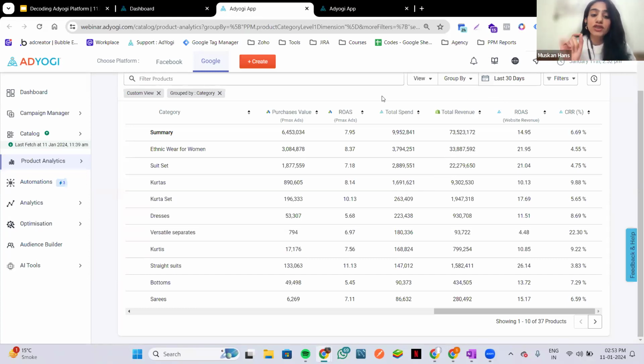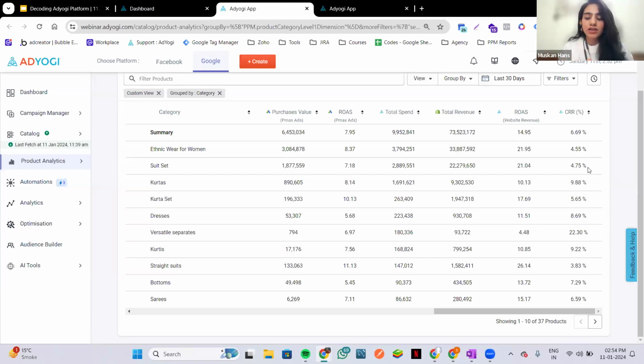And if you want to see the profitability of each and every category, we have a column called ROAS and CRR. CRR, in other words, is basically ACOS, or the cost of advertising. The higher the CRR, the lower the performance, and the lower the CRR, the greater the performance. So evidently, ethnic wear for women has 6.7 CRR, but we have other categories also. The suit sets has the lowest CRR of 4.55, and it's getting a lot of spends as well. It's giving you a lot of purchases. Its ROAS is also around 22x if we compare it with the website revenue.